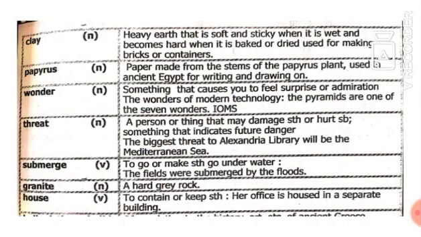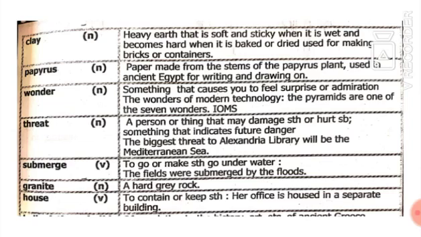The first word is clay. Clay means heavy earth that is soft and sticky when it is wet and becomes hard when it is baked or dried, used for making bricks or containers. So clay is heavy earth or heavy soil which is used for making bricks or containers.